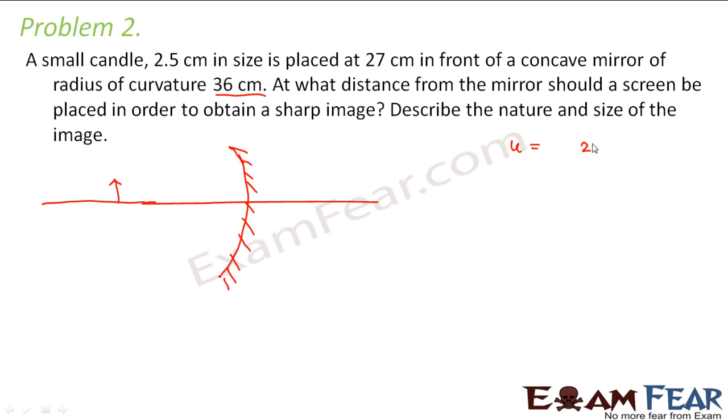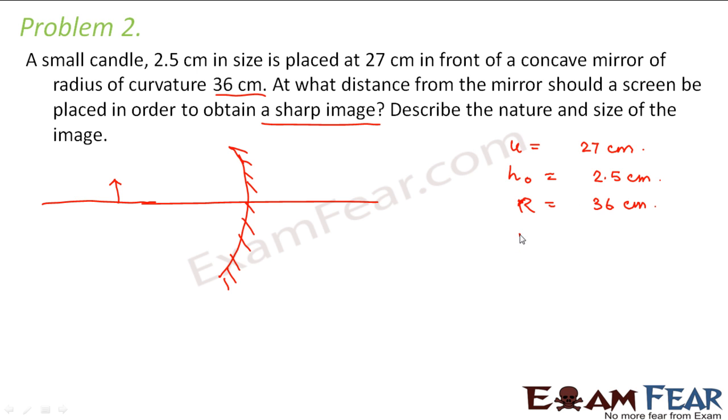That means u is equal to 27 centimeters. Okay, and size of the object is equal to 2.5 centimeters. Concave mirror of radius of curvature 36 centimeters. So r is equal to 36 centimeter. At what distance from the mirror should a screen be placed in order to obtain a sharp image? So if you want to get a sharp image, then you will have to place the screen at exactly the same position where the image will be formed.